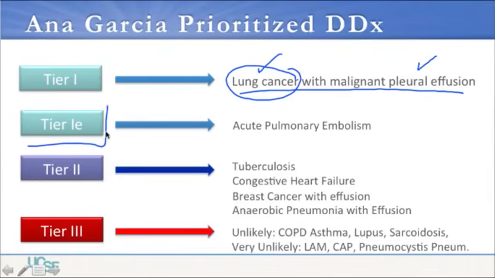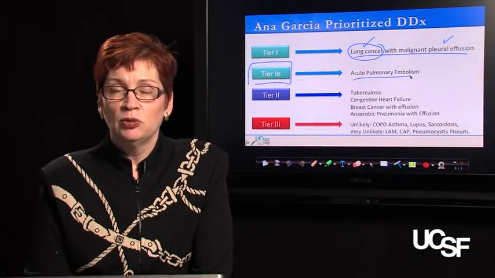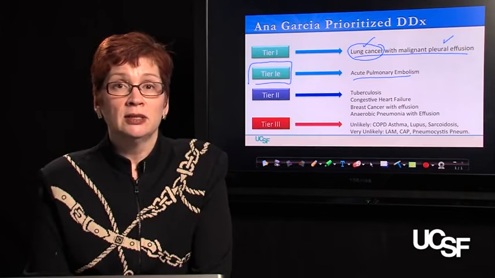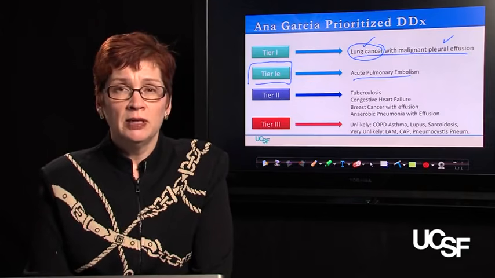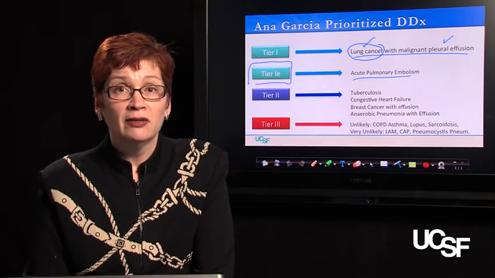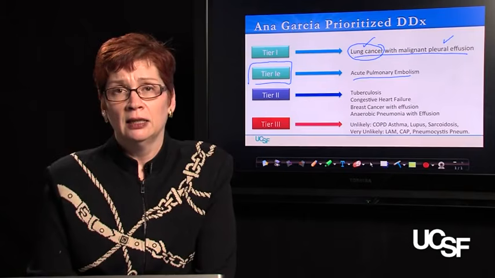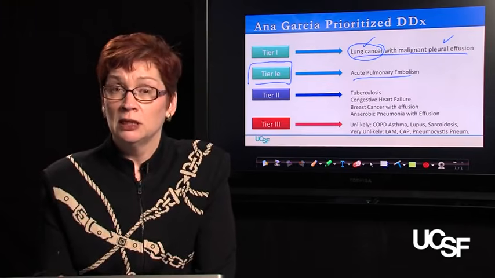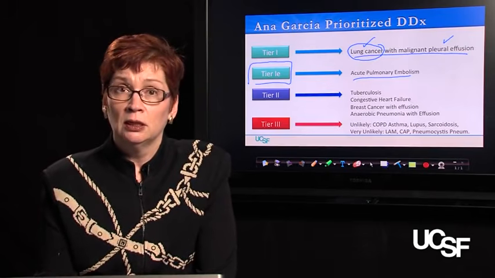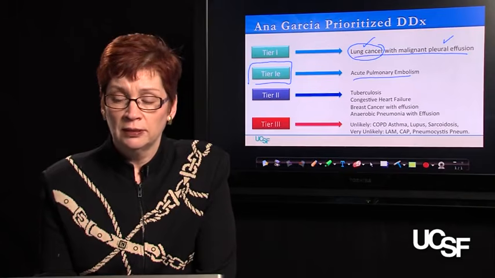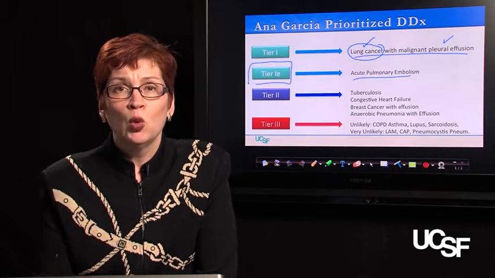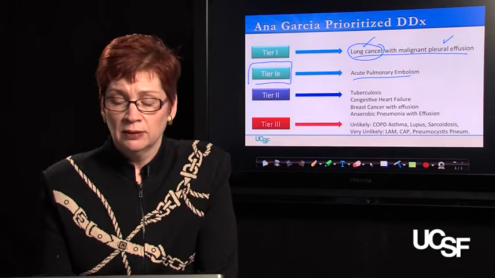Tier 1E, we might say acute pulmonary embolism. Now, why is acute pulmonary embolism there? We would put it there if we think it is a less likely diagnosis than a tier 1, but something that could kill her tonight if we don't immediately identify it and treat it. So pulmonary embolus does fall into that category of it needs to be diagnosed and treated quickly to avoid potentially dangerous consequences. But let's talk about the extent to which an acute pulmonary embolus would explain her symptoms.